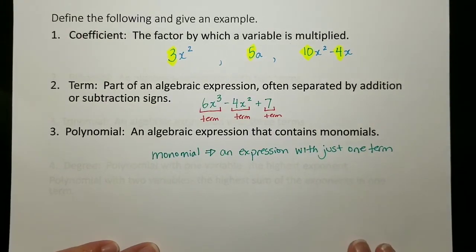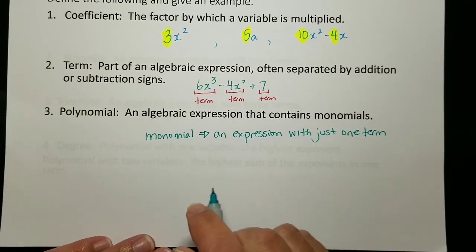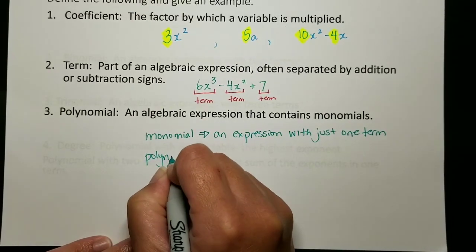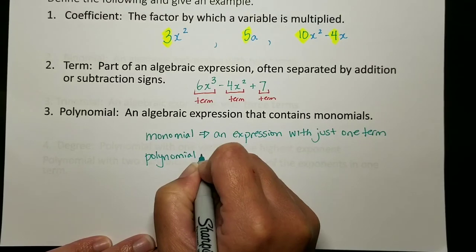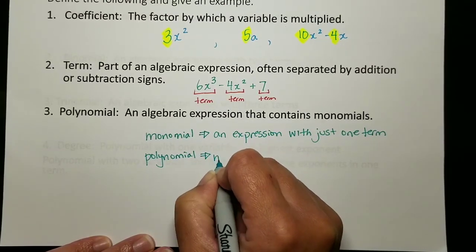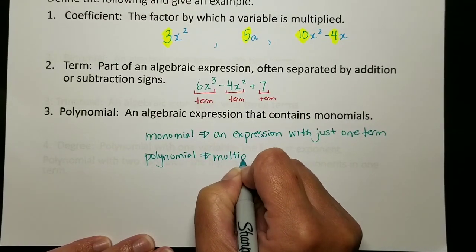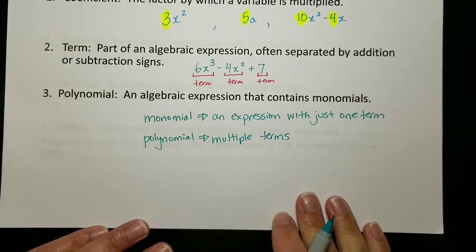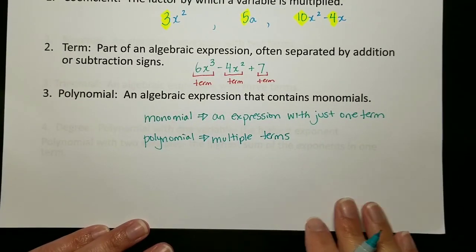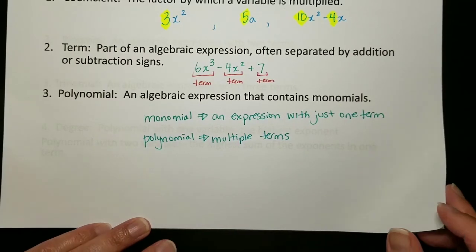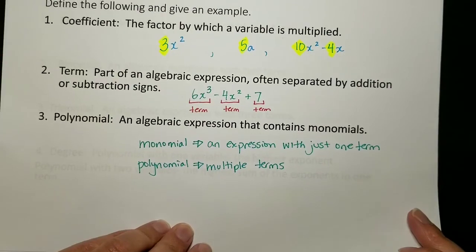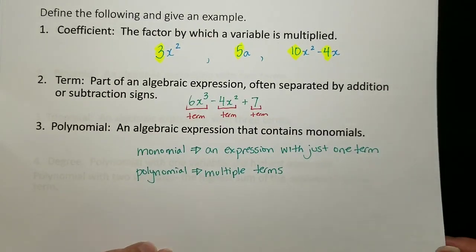So if it has just one term, it's a monomial. If it's a polynomial, it has multiple terms. There's a couple more specific words that we're going to get to in the next slide. So a monomial is a single term, and a polynomial means more than one term.